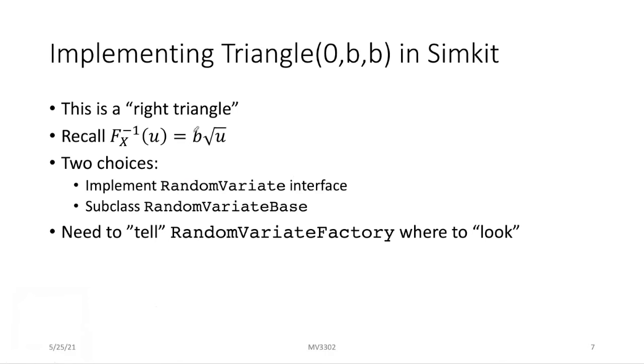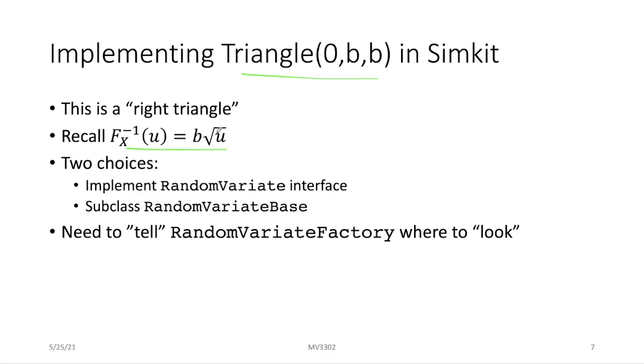Okay. So what I'm going to do now is remember this right triangle that we did yesterday. So we're just going to take that. And remember that our inverse function was this b times the square root of u. Now, Simkit has been designed so that it's straightforward to implement your own random variates that can be used interchangeably with the ones that are built into Simkit.